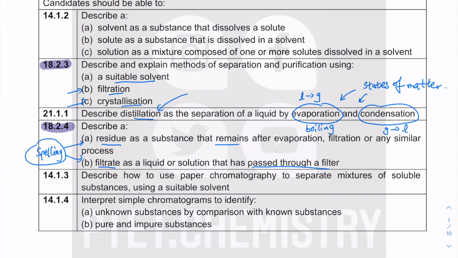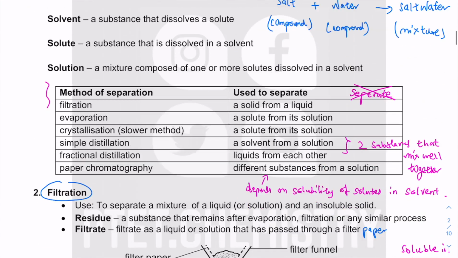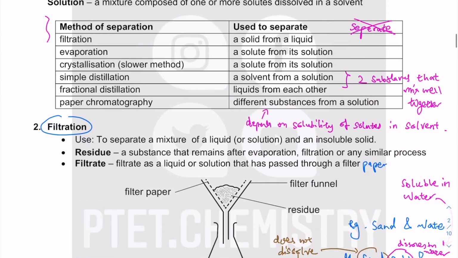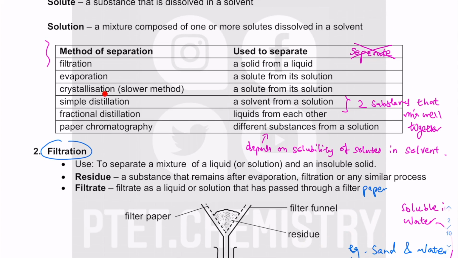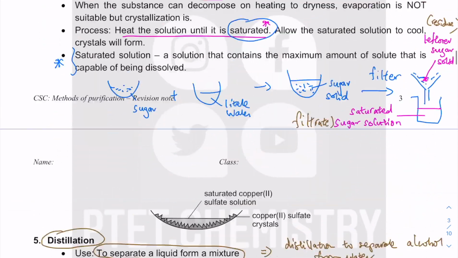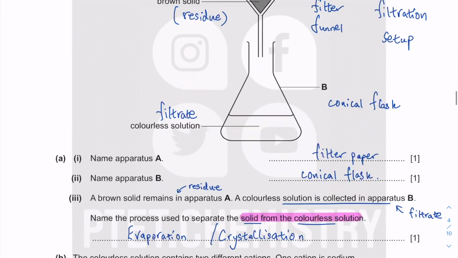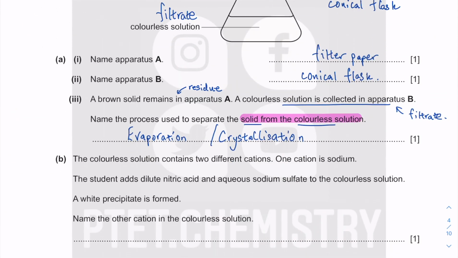Well, they don't specify which one, but they like the term crystallization. So you could essentially use crystallization or evaporation. But since the syllabus specified crystallization, perhaps we should use crystallization instead of evaporation.